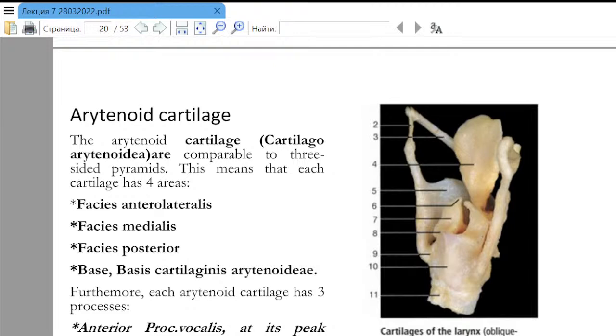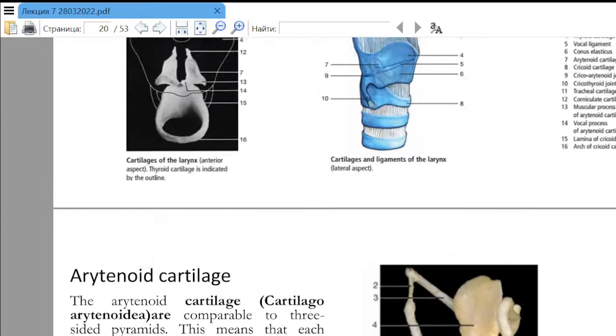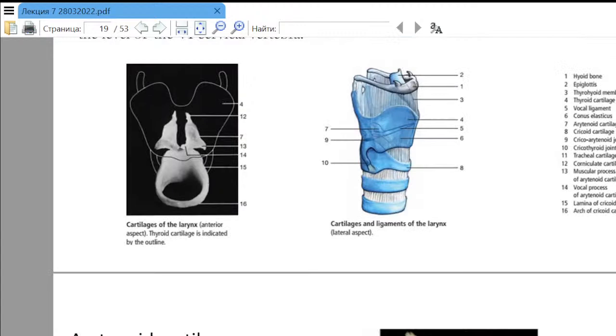Anterior, processus vocalis at the apex, consisting of elastic cartilage; lateral, processus muscularis; and apex, cartilaginous. What do you see? This is processus vocalis, processus muscularis, and apex.